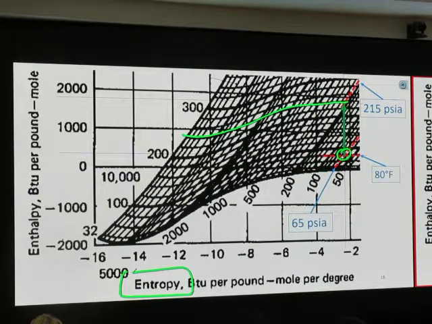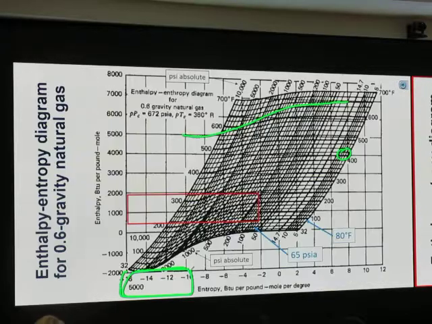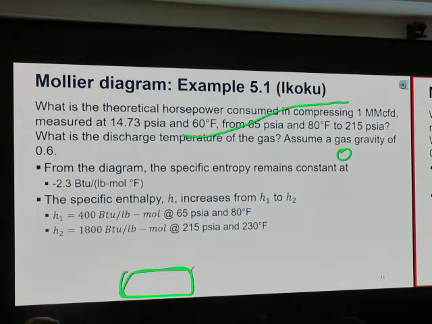Braxton Rees, why is entropy constant in this example? Braxton Rees. Braxton, B-R-A-X-T-O-N. Braxton Rees, why do we have constant entropy in this example? What? Because I could ask theoretical horsepower. That's what it is. I'm getting tired, I'm sorry.